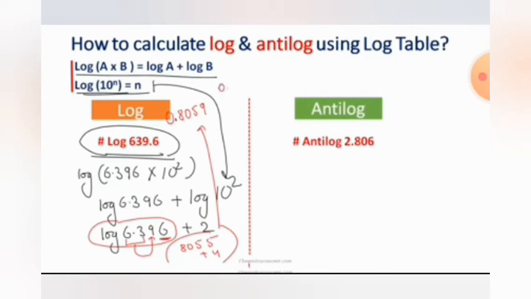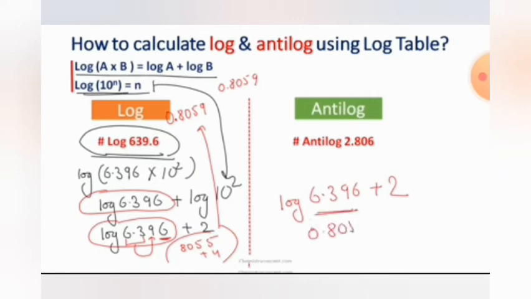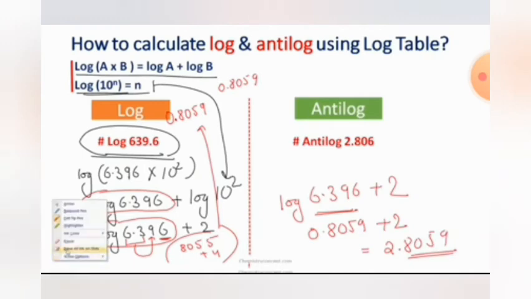Therefore, the value becomes 0.8059 plus 2, that is equal to 2.8059. 2.8059, that is the final value.